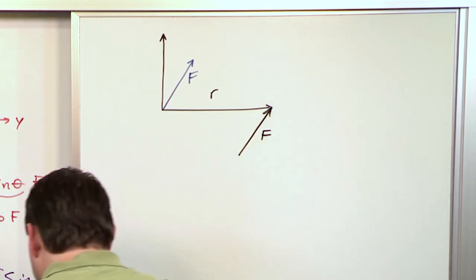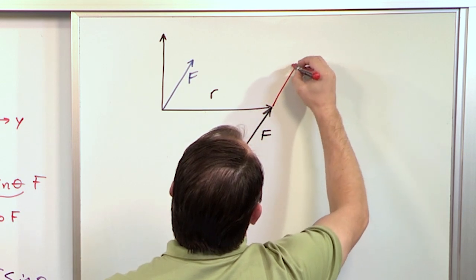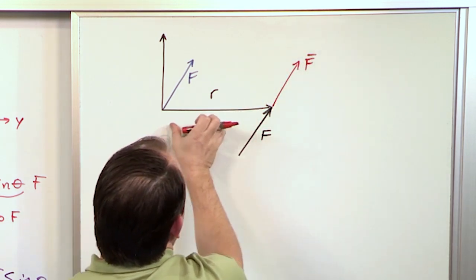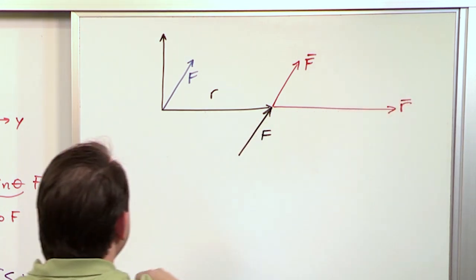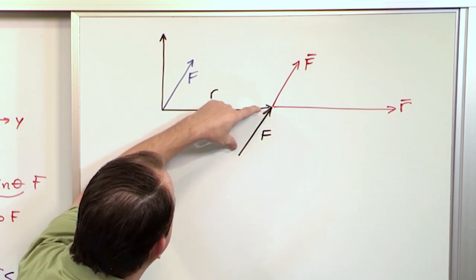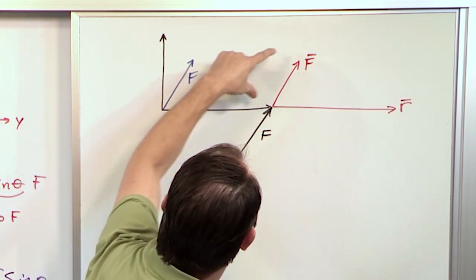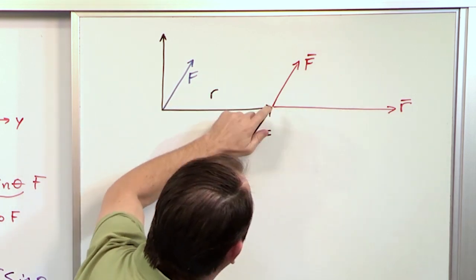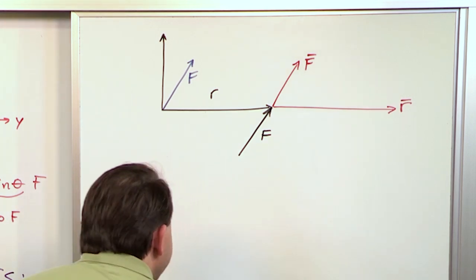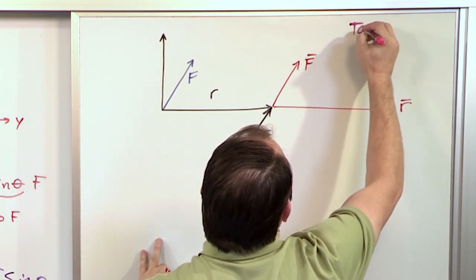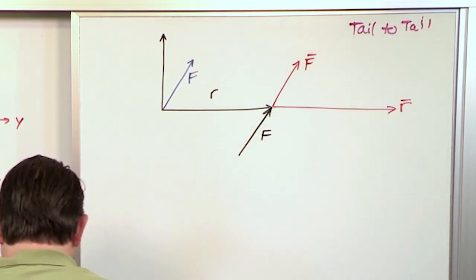Let me switch colors to red over here. If I wanted to do it here, I could shift this vector here. This would be the F vector. And this R vector I could shift over here, like this. See, either way, if I take F and move it here, this is tail to tail. If I take F and move it here and take R and move it here, this is tail to tail. Either way, when you do a cross product, you want the vectors to be tail to tail. So I'll write that down: tail to tail, when you make the cross product of these things.